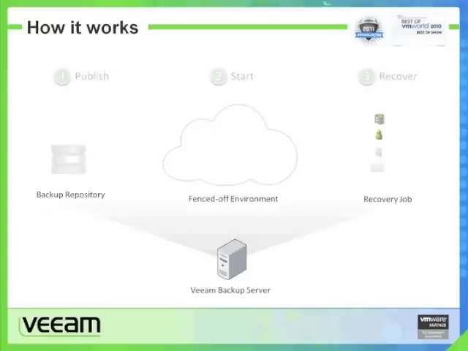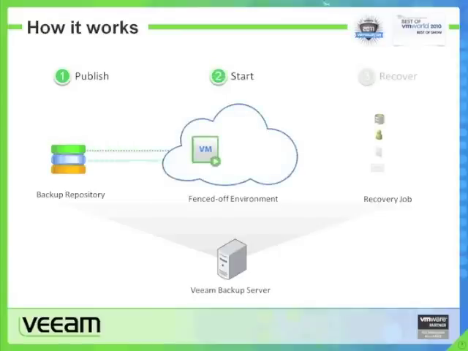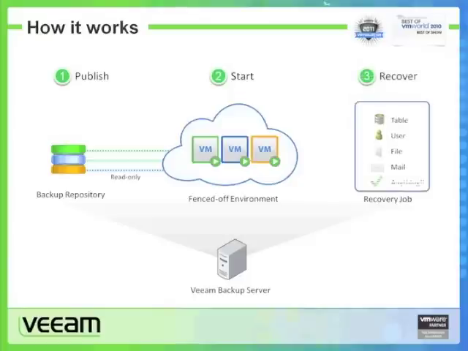So how does it work? Well, firstly, we publish the backup file, make that available to the hypervisor layer. We will then start up the virtual machines from the backup in an isolated network environment. And then from there, we can invoke the recovery process and pull out anything we need and recover that back into the production environment. Let's see a demo.